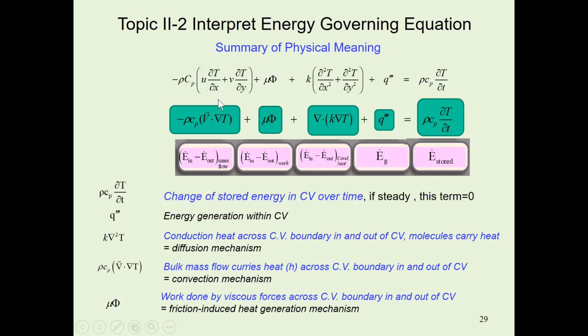Finally, this represents the energy in and out carried by mass flow. This is the convection mechanism because the velocity carries the temperature gradient to move around. Remember, when the velocity carries the velocity gradient to move around, it is acceleration.